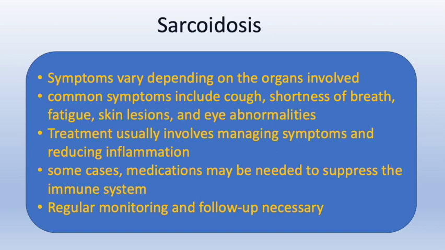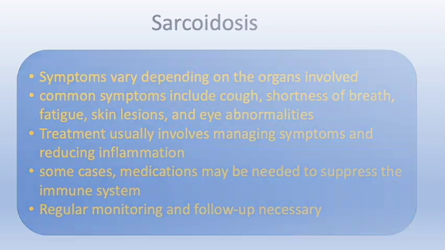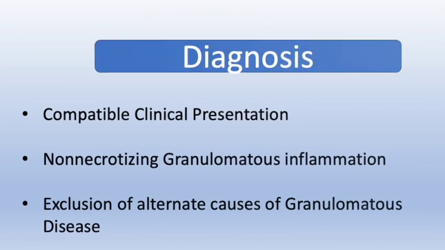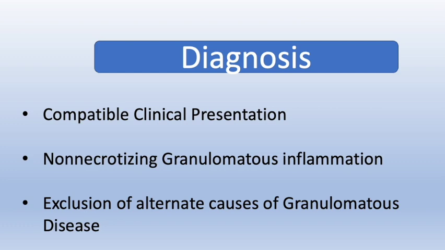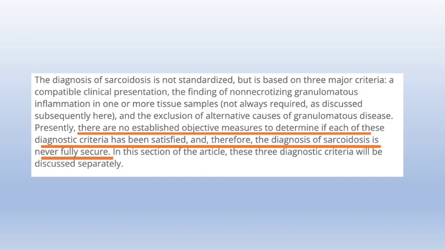So the diagnosis of sarcoidosis is classically a typical triad of compatible clinical presentation, non-necrotizing granulomatous inflammation, and you have to rule out all the other causes of granulomatous disease to be sure that this could be sarcoid. So basically, sarcoidosis is a diagnosis of exclusion.